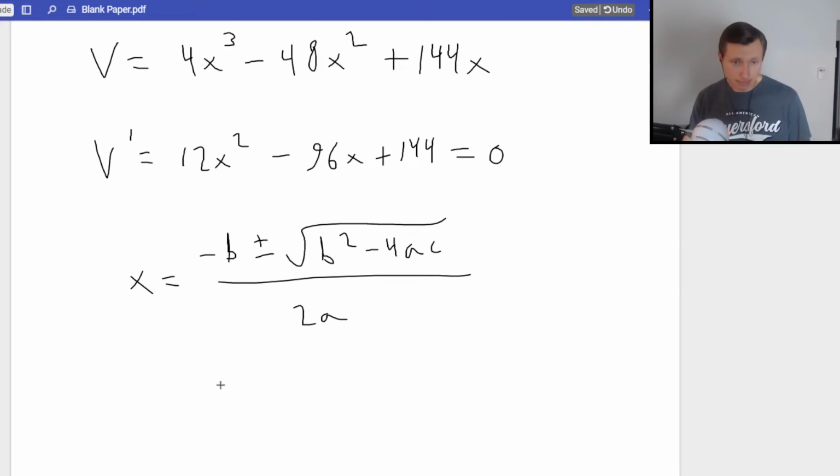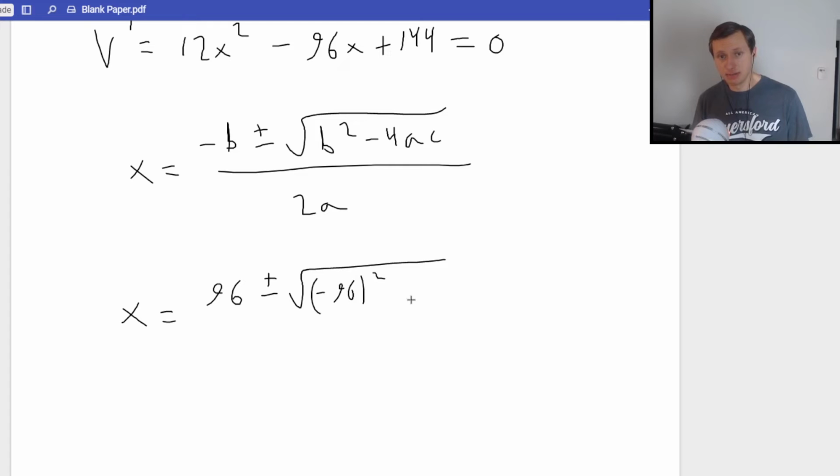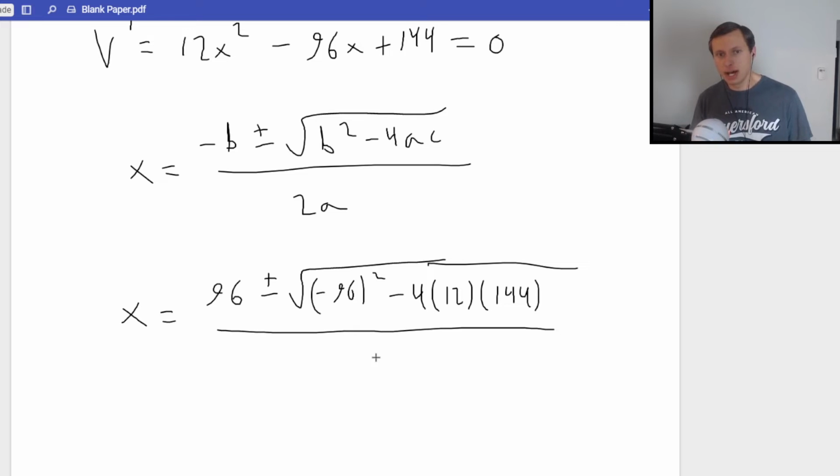So, whatever. Now I'm going to plug in the points here. x equals negative b, so that's going to be positive 96 plus or minus the square root of b squared, so negative 96 squared. That will become positive. Minus 4, a is 12, c is 144, divided by 2a, so 2 times 12.